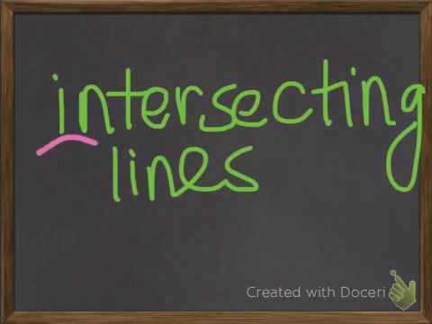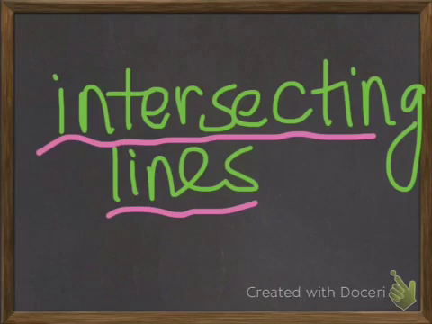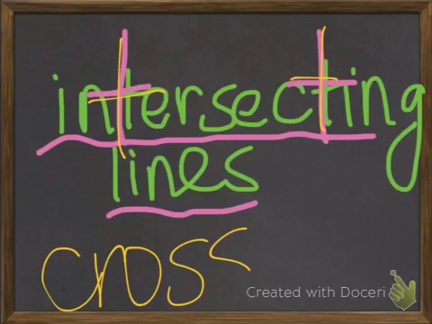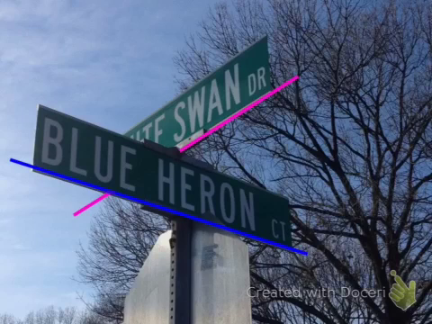How about intersecting lines? Do you remember intersecting lines? The T gives you a clue. Intersecting lines are lines that cross over each other. Intersecting lines cross each other. For example, intersecting lines cross each other. Let's see if I can show you an example of intersecting lines.